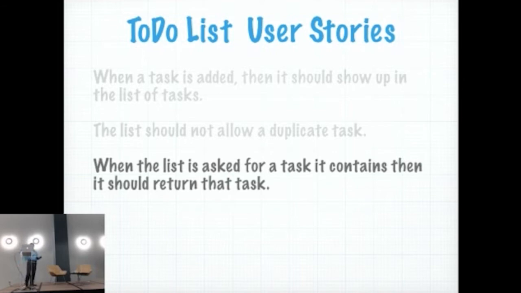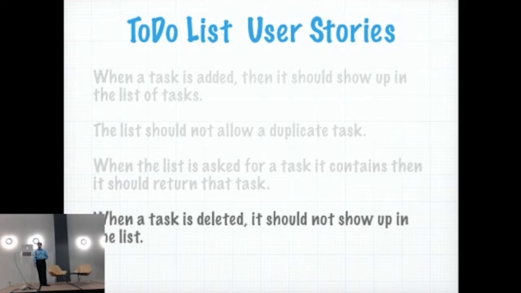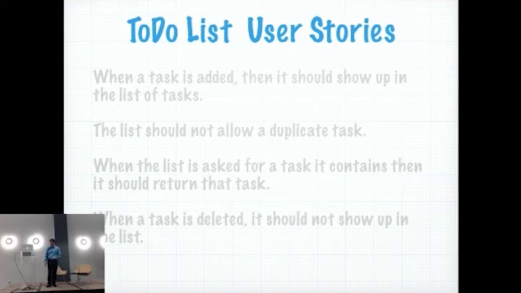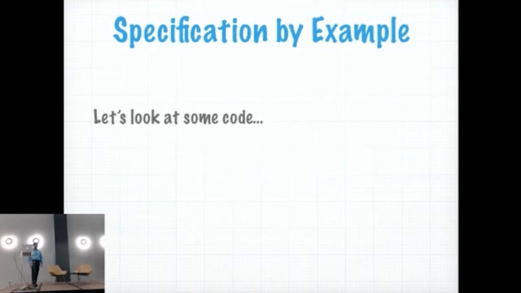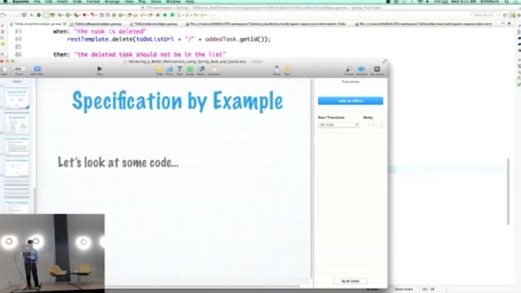When the list is asked for a task that it contains, then it should return that task. So you should be able to get individual tasks from the system. And when a task is deleted, it should no longer show up in the list. And when the list is cleared, it should be empty. Those all make sense, right? There's not a lot of specifics in there of how it should do things or what methods I should call, anything like that. Those are reasonable business rules. So we'll switch over and look at code.